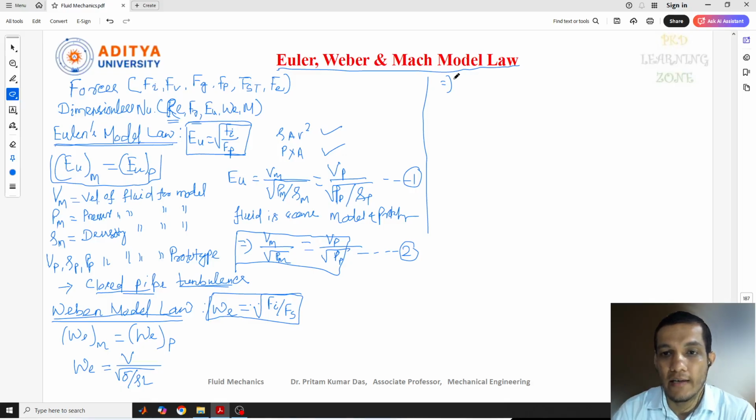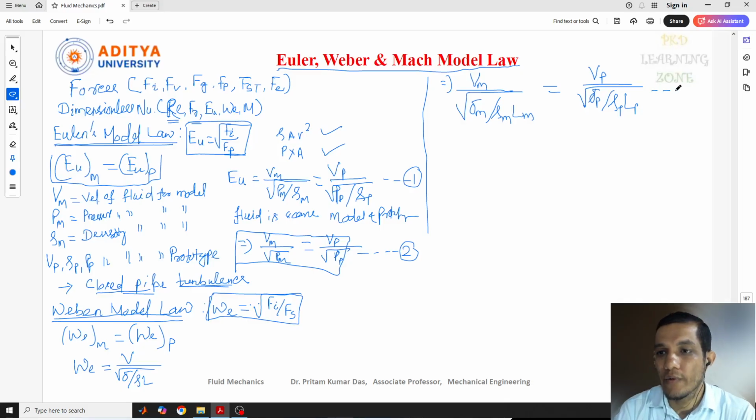So what I can write here is Vm divided by root over of sigma m divided by rho m and Lm. This is for the model. Okay, this equation is applicable for the model. Similarly, you can write Vp divided by root over of sigma p divided by rho p into Lp. So this is the equation. Let's give this equation number 3.